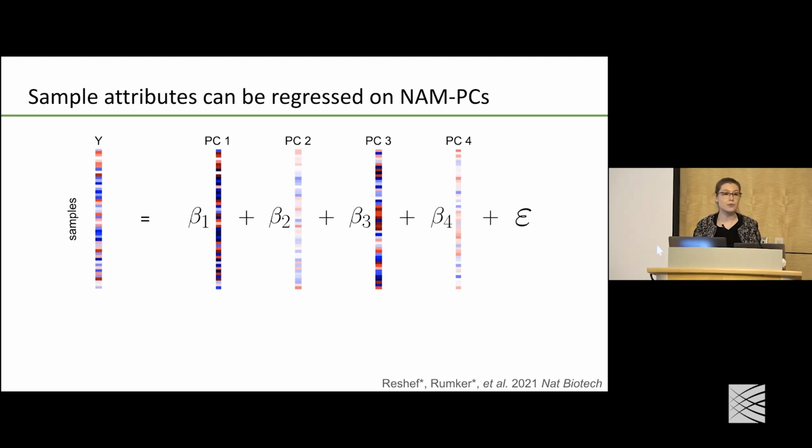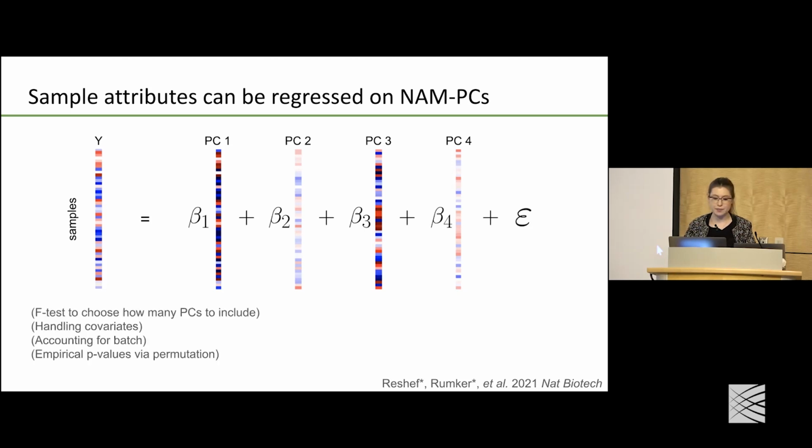And so from this model, we can get our effects per PC and a notion of significance. And it sounds simple, and it is, but there are a lot of details here we had to work out.